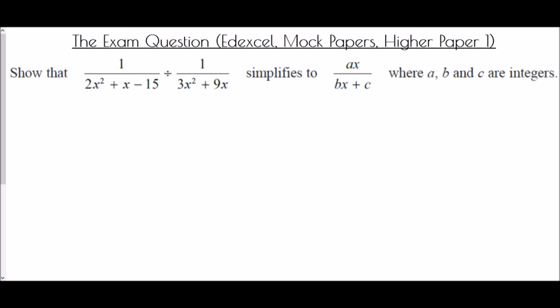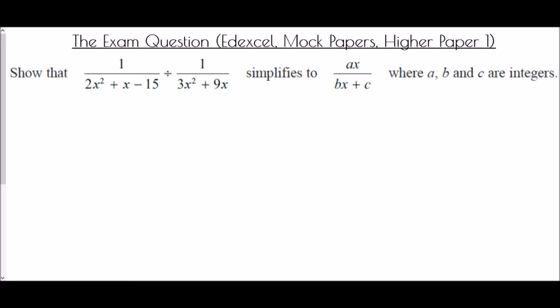And we end with our exam question, and this one came from the Edexcel mock papers, on higher paper 1. The reason I wanted to show you this question is just to see the way that these questions are sometimes asked. So it says, show that 1 over 2x squared plus x take away 15 divided by 1 over 3x squared plus 9x simplifies to ax over bx plus c, where a, b and c are integers.